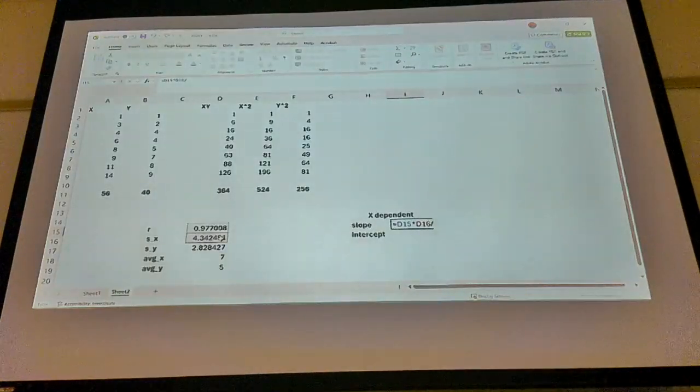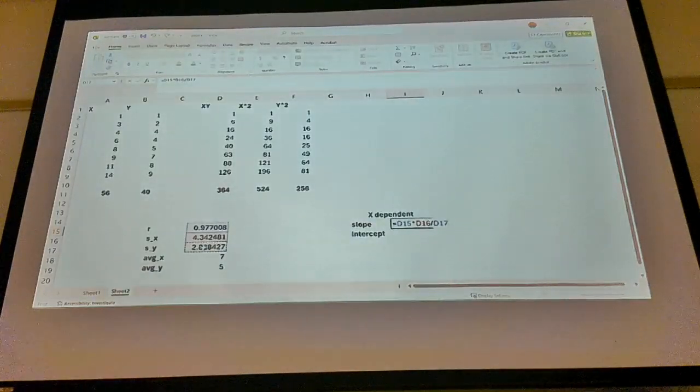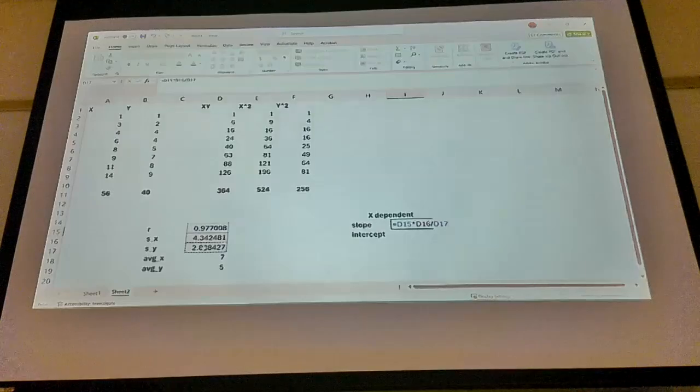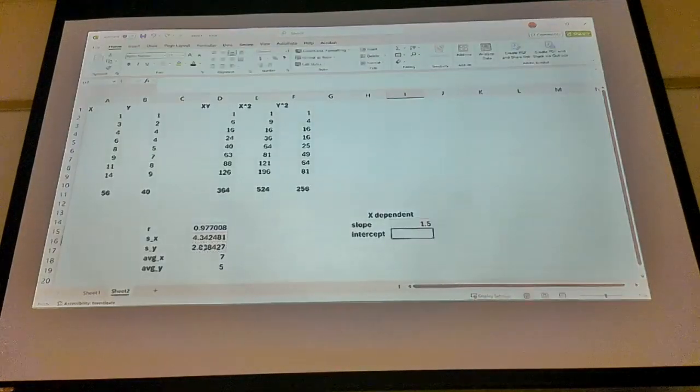It's also color coded. See the blue text D15, and see how this is blue highlight. It does reference it for you. And then divided by SY. Because remember, it's standard deviation of the dependent divided by standard deviation of the independent. In this case, we're treating X as dependent, Y is independent, which is why it's SX over SY. Enter. Slope is 1.5.